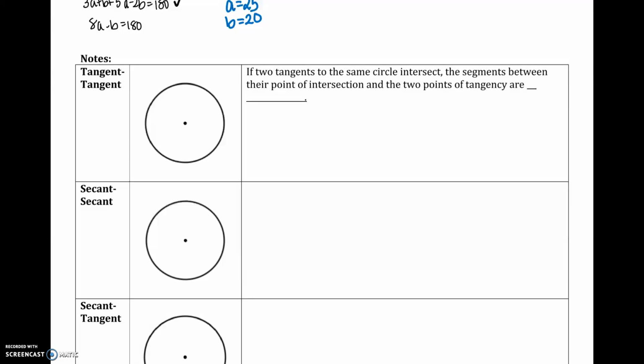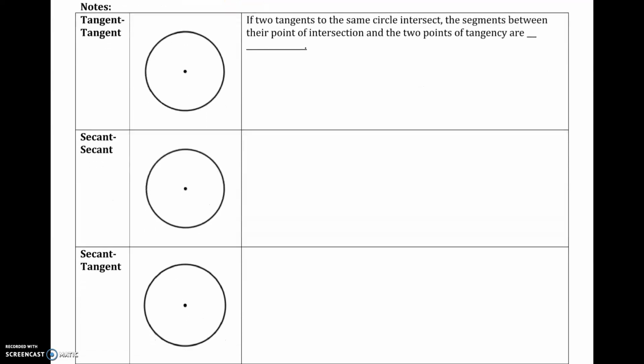So going on to our notes. We have proven the theorems that we're going to use in these notes already in the previous 2 lessons. So for starters, we're going to talk about what happens when we have two tangents that meet one another.